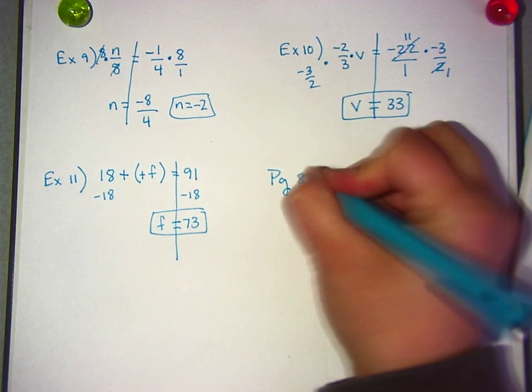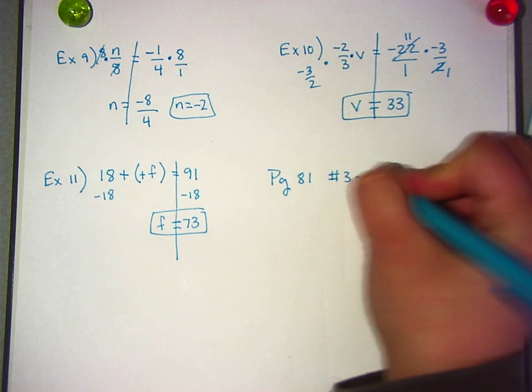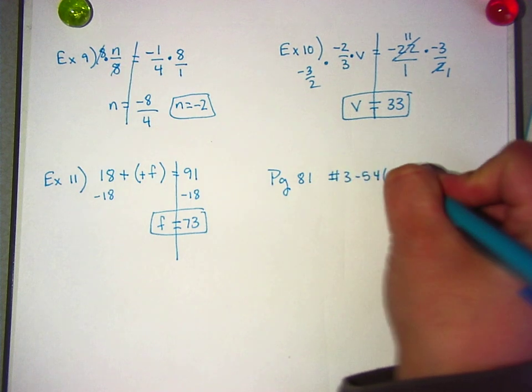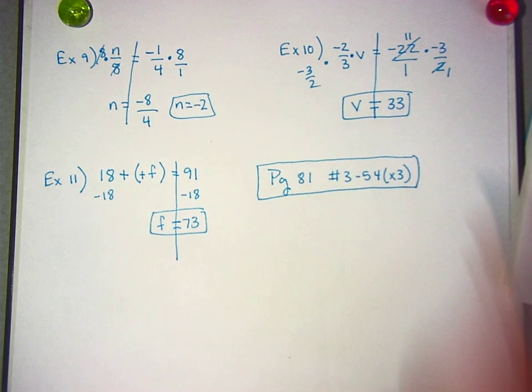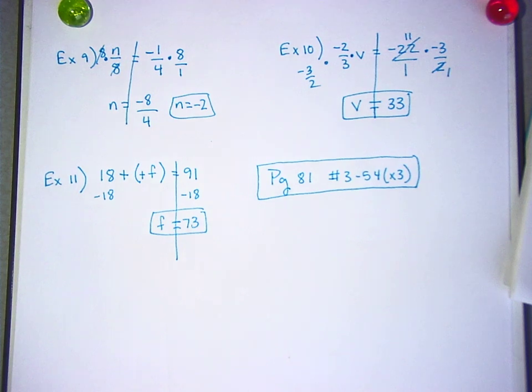All right. Your homework is page 81. Numbers 3 through 54, multiples of 3. So, what's the first problem you have to do? Number 3. And what's the second problem you have to do? 6. 6, 9, 12. You guys getting it? You're jumping by 3s? Reagan, you're going to jump by 6s. So you're going to do number 6, 12, 18, etc. Okay? All right. Everybody good?